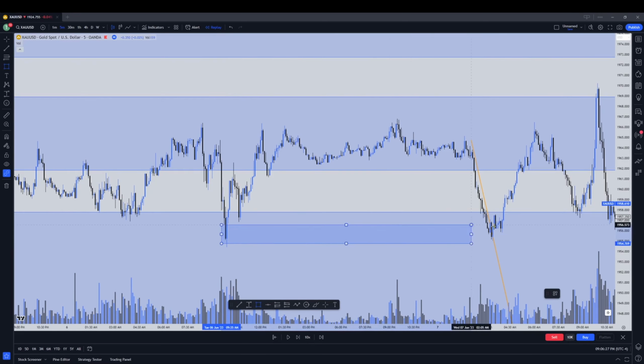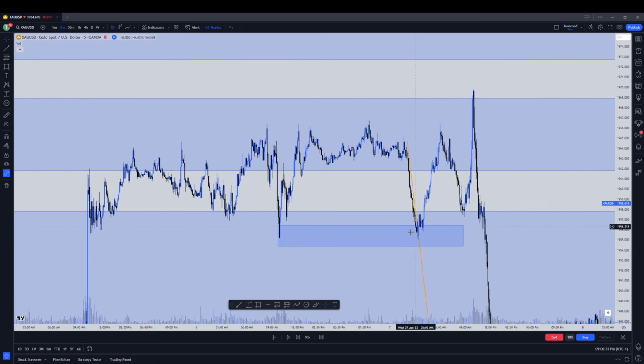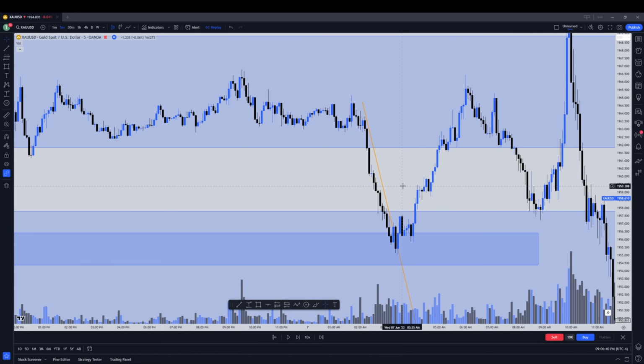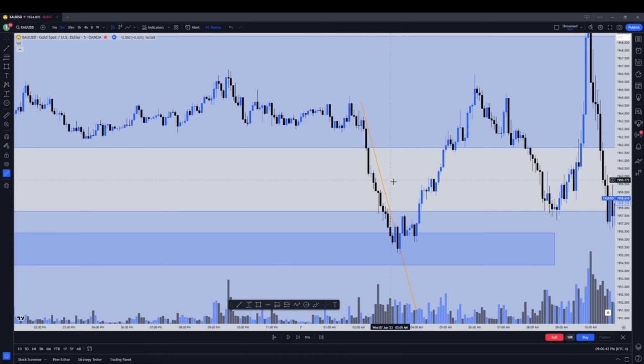First off, let's just draw this. We have a demand zone right here. That's first confluence. Second confluence, we are in a big higher time frame demand zone. Third confluence, we have a trend break, okay? This is the way I use trend lines. I use it as a trend break.